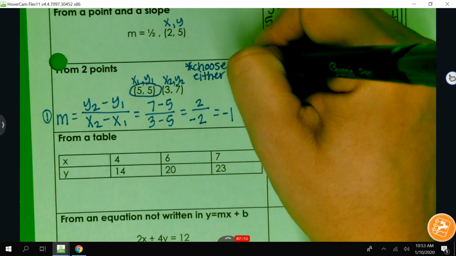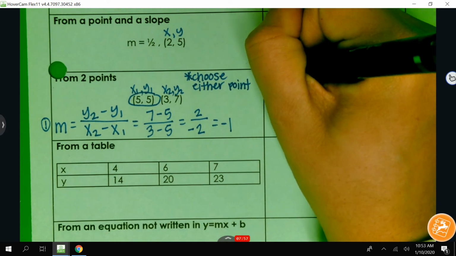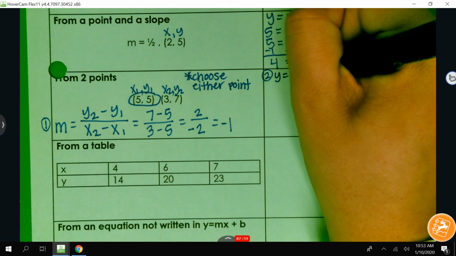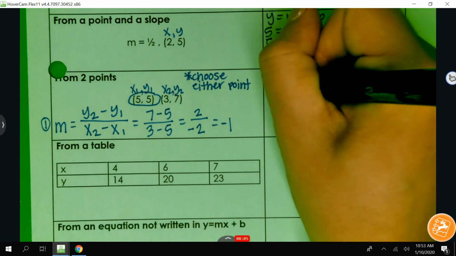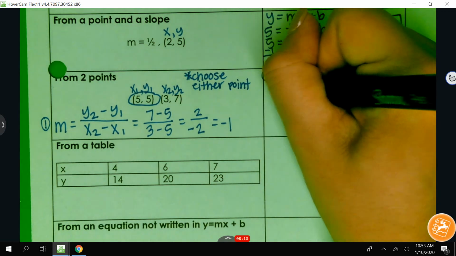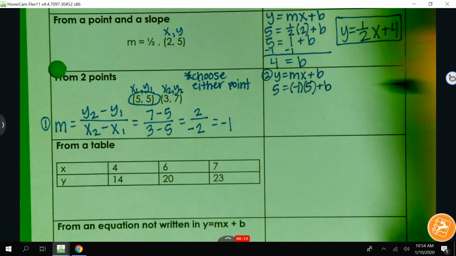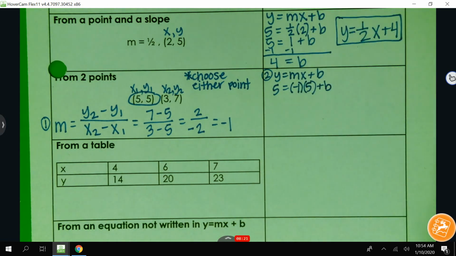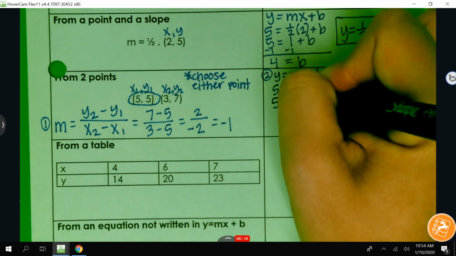So the second thing I need to do is exactly what we just did in example 3. We're going to take that formula, y equals mx plus b, and we're going to plug in 5 for y, because I'm choosing that 5, 5. I found that m was negative 1, so I've got negative 1 times x, which is 5 as well, and then plus b. Questions so far? So now I've got 5 equals a negative 5 plus b. So how do I solve for b?